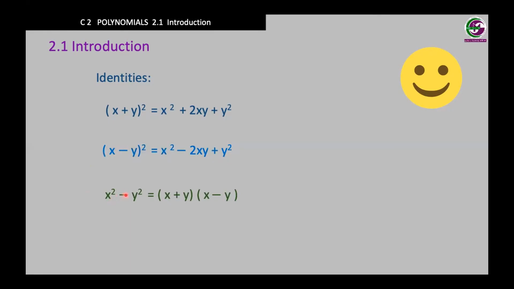x square minus y square is equal to (x plus y) times (x minus y). How do we understand the difference between these three identities? I'll give you a clue. Look at this one. You have a bracket on the left side, but no bracket on the right side. Again, you have a bracket on the left side, no bracket on the right side. But look at the third identity: there is no bracket on the left side, but you have brackets on the right side. And you might have studied already that x square minus y square is (x plus y) into (x minus y).